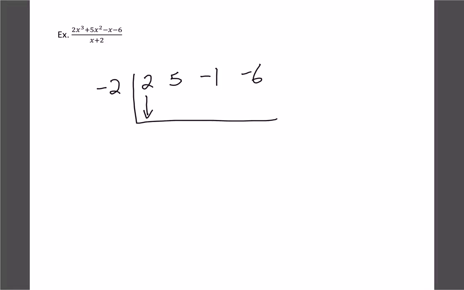So the process again: carry down a 2, multiply. Negative 2 times 2 would be negative 4. Add those. 5 plus negative 4 is 1. Positive 1. Let me erase that.